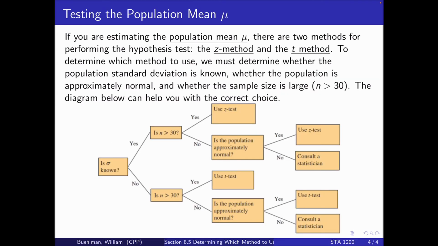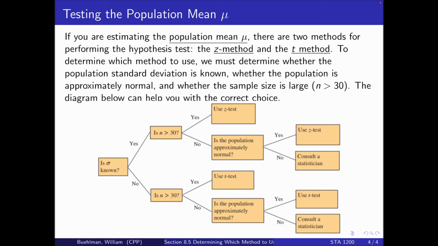If we are estimating the population mean, there are two methods for performing the hypothesis test: the Z method and the T method. To determine which method is best to use, we determine whether or not the population standard deviation is known, whether the population is approximately normal, and whether the sample size is greater than 30. The diagram can help you below. So this is very similar to the one for confidence intervals, it's just for hypothesis testing.